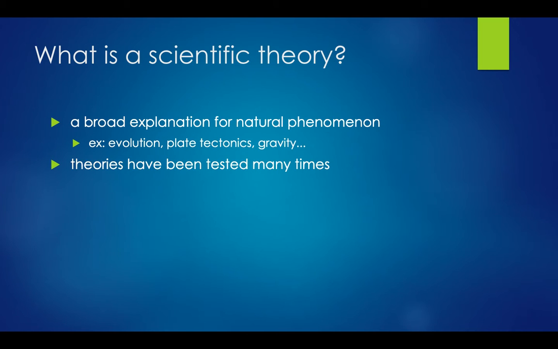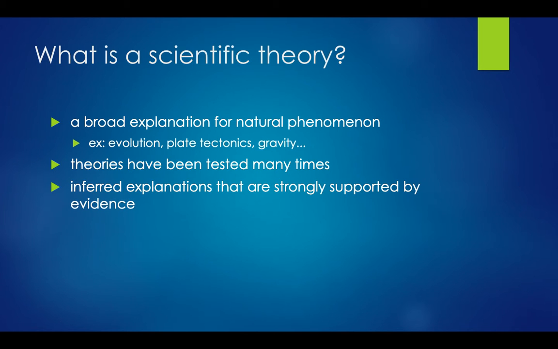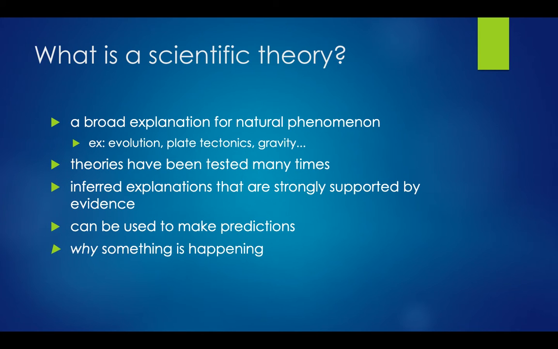Theories have been tested many, many times by lots of different scientists. These are normally inferred explanations that are strongly supported by lots of evidence. We collected all this data over and over and over. Different scientists over hundreds of years collected data, and we were able to say, yes, this is still true. It's strongly supported by the evidence. Boom, scientific theory. Now, scientific theories can also be used to make predictions about other things and what might happen next. A scientific theory explains why something is happening.